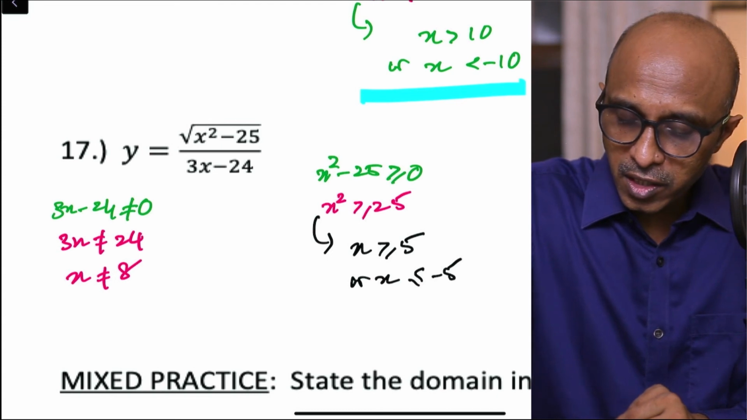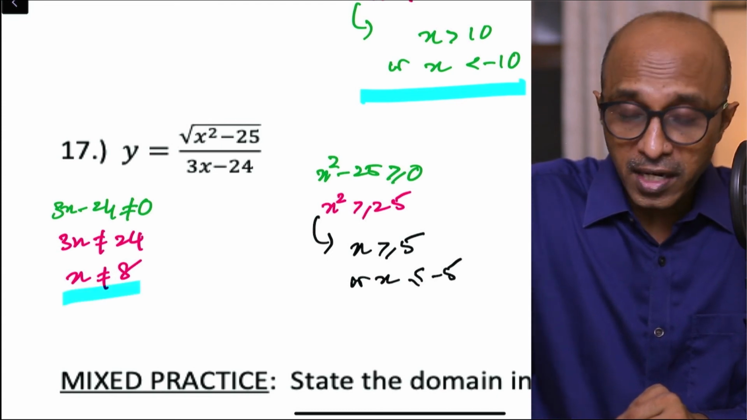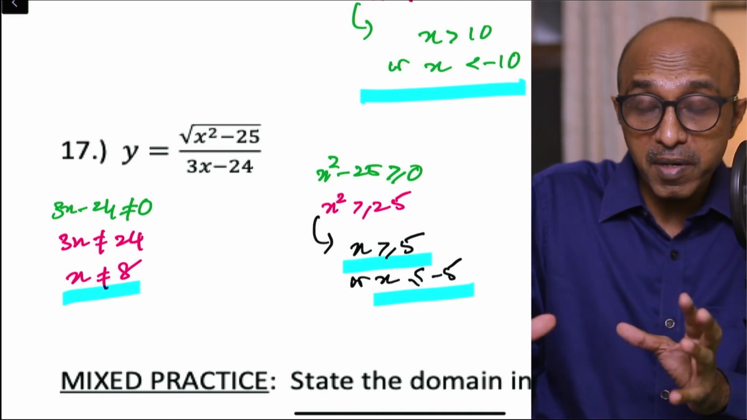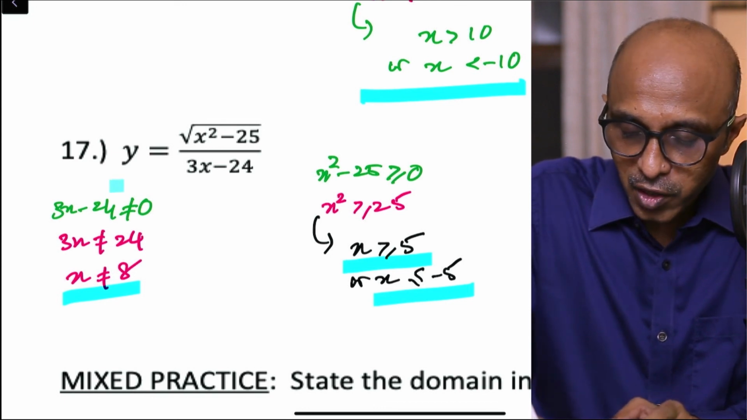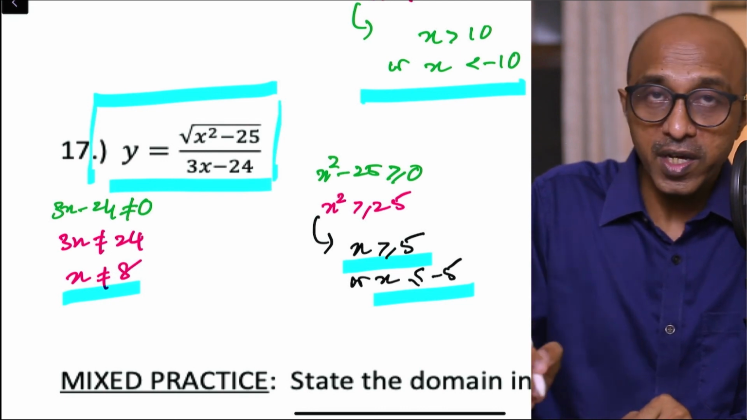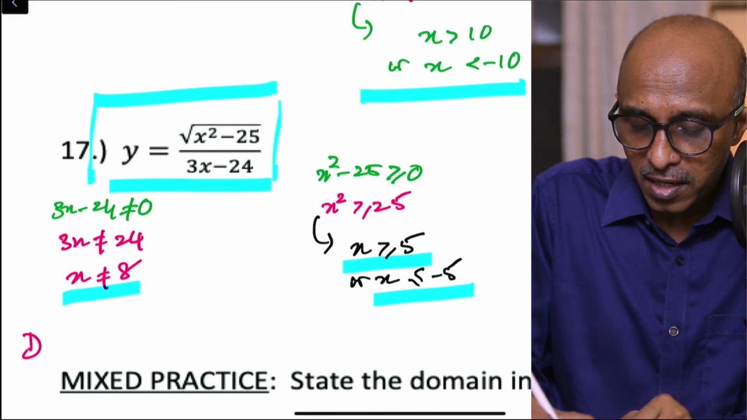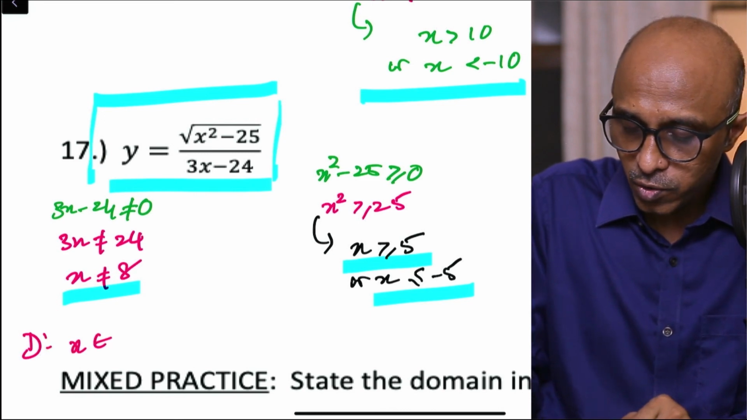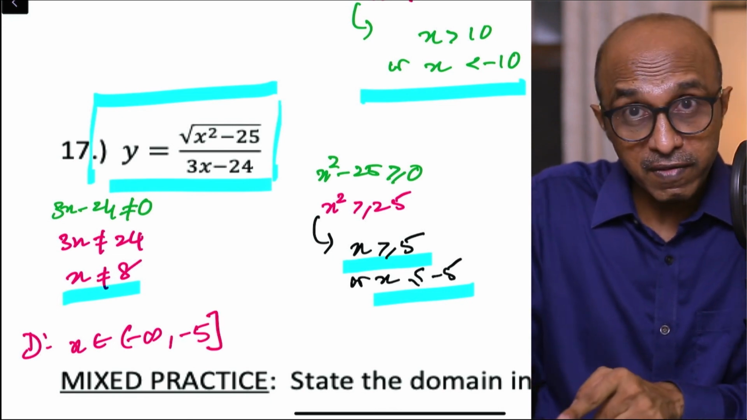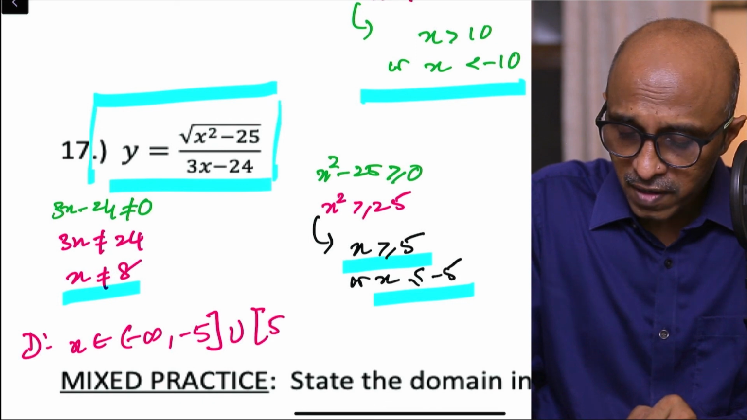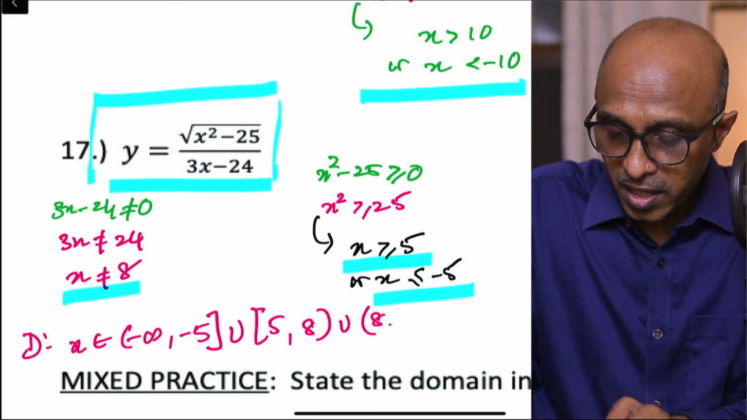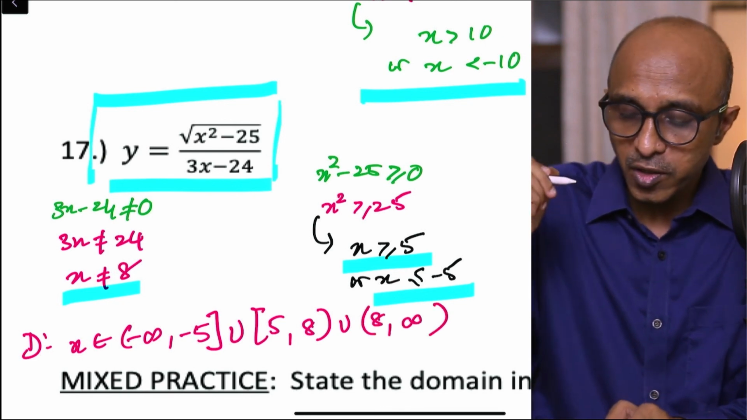So those are the three conditions that we have. You've got x cannot be equal to 8, x must be greater than or equal to 5, x must be less than or equal to negative 5. These are the permissible values for the domain for this function defined as the square root of x squared minus 25 over 3x minus 24. And the way we write it in interval notation is x belongs to the interval negative infinity to negative 5, closed at negative 5 because negative 5 is included, union 5 comma 8, open at 8 because 8 is not included, union, again open at 8, and all the way up till infinity, and it's open there.